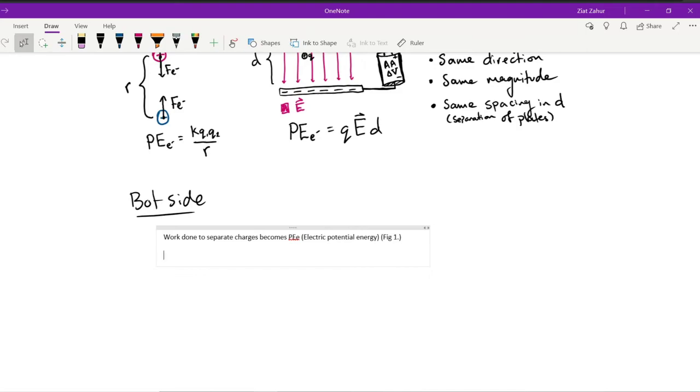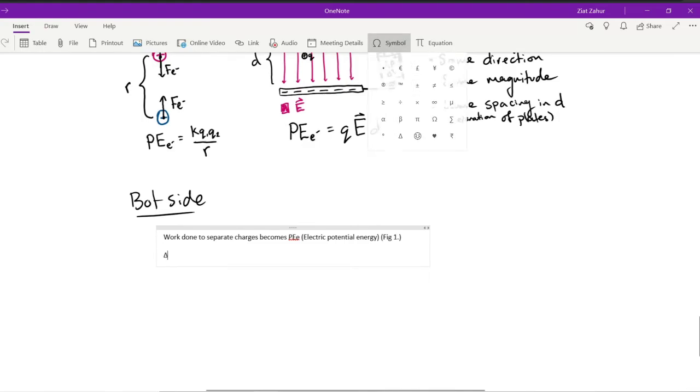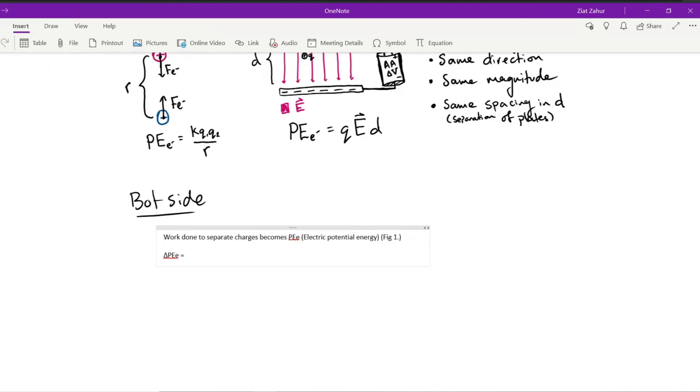Delta PEE. Oh gosh, this is actually harder than I thought. Insert. Can I do symbols? Is there a delta? Yay, there's delta. Actually, it's not too bad. Delta PEE is equal to QED in joules. So again, energy, of course, is measured in joules, J. So if you're trying to solve problems, make sure you use units of joules.